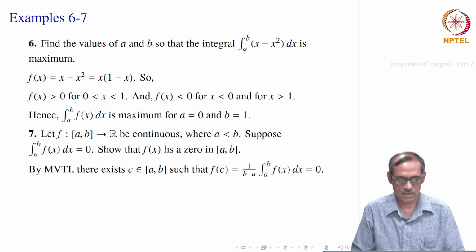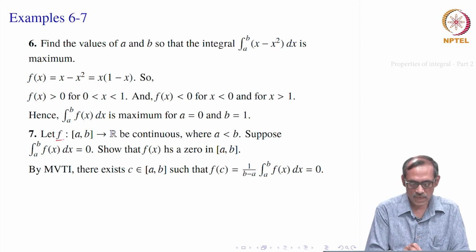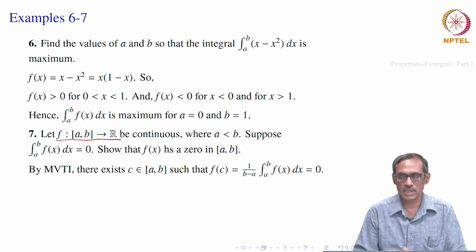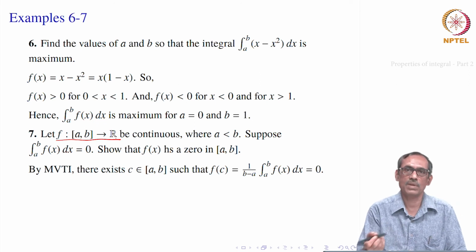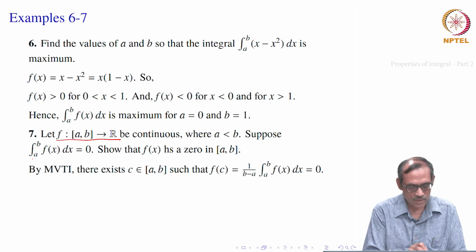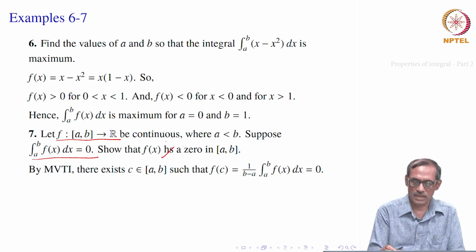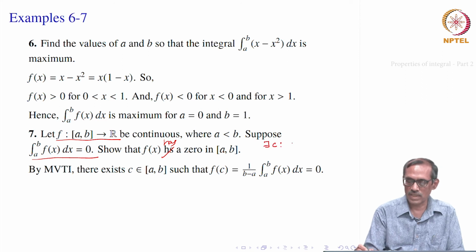Let us come to the 7th example. Suppose f is a continuous function defined on the closed interval a, b. As usual we assume that a is less than b. But suppose along with that we also have the integral from a to b of f of x dx equal to 0. Then f of x has a zero in a, b, that means there is a point c such that f of c equal to 0.